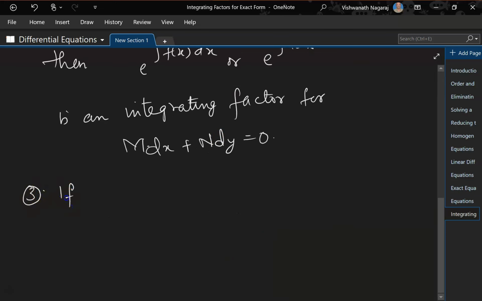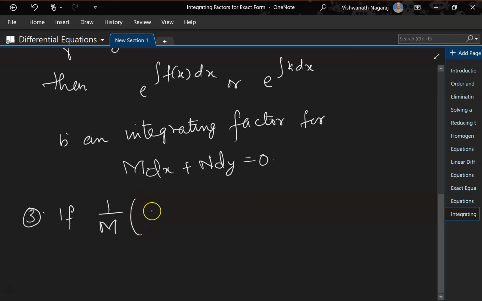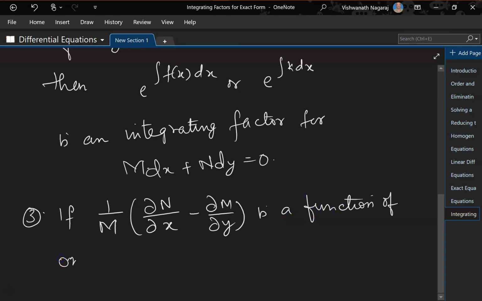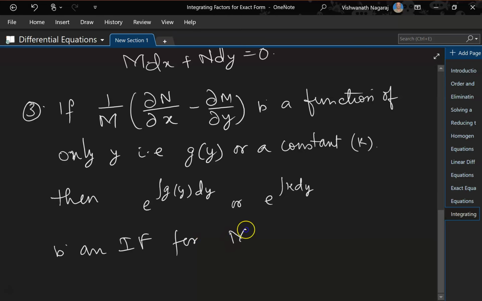Third one. If 1 by M, the previous one was 1 by N, times (∂N/∂x minus ∂M/∂y) is a function of only y, that is, let's say g(y), or a constant, let's say k, then e to the power of integral of g(y) dy, or in case of a constant, e to the power of integral of k dy, is an integrating factor for the equation M dx + N dy = 0.